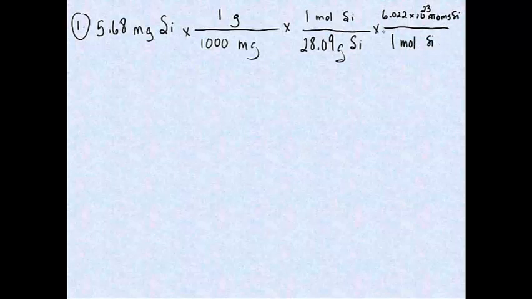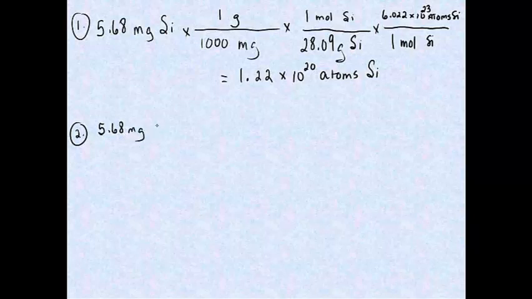Multiply the top, divide by the product of the bottom, and you will find that there will be 1.22 times 10 to the 20 atoms, because it's an element, those are the smallest tiny pieces in an element, of silicon in 5.68 milligrams. Now we're going to do the same thing with water.